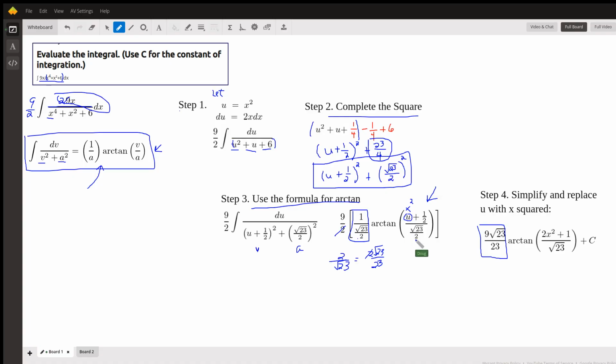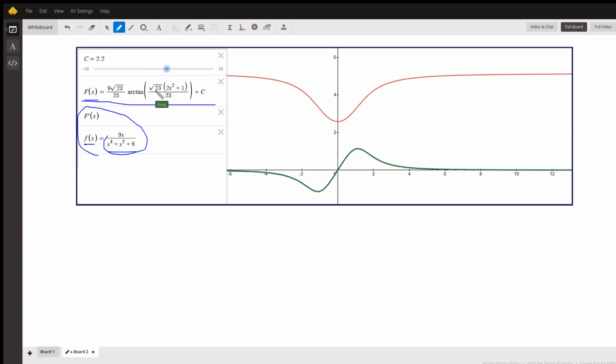And we could do the same thing here. Multiply the numerator by the reciprocal of the denominator. If we want to, we could rationalize this denominator and get radical 23 over 23, which is what I have right here. Okay, so that, believe it or not, is an antiderivative for that rational function.